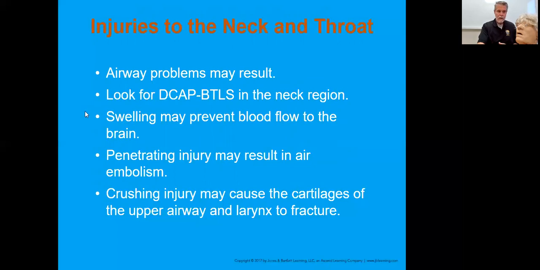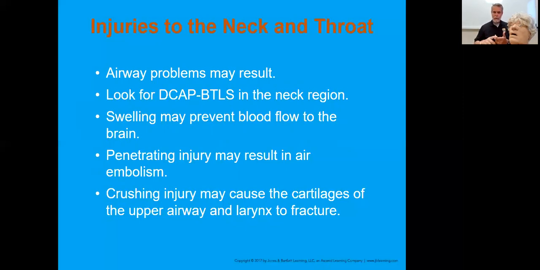When you look at DCAP-BTLS, here's my guy. And my guy actually has some open injury right down on the left side of his neck. So deformities, contusions, abrasions, punctures, burns, tenderness, lacerations, and swelling. Those are all things we're looking for as we complete that trauma assessment. If you say that one time, it's pretty evident that you understand what DCAP-BTLS means. So you may feel better just saying DCAP-BTLS, or you can say I'm searching the entire body. When I get to the chest, what are you looking for in the chest?